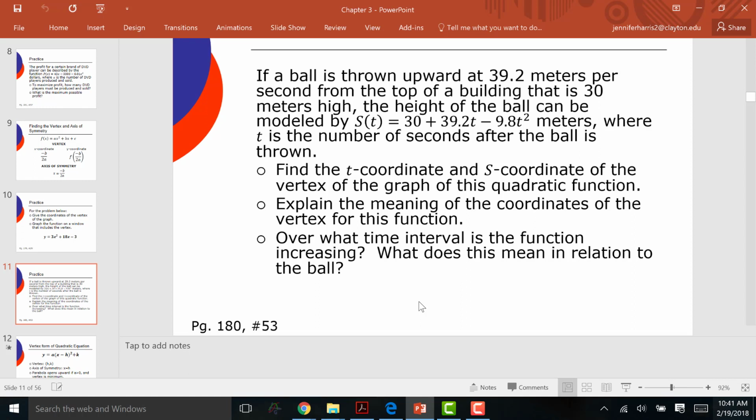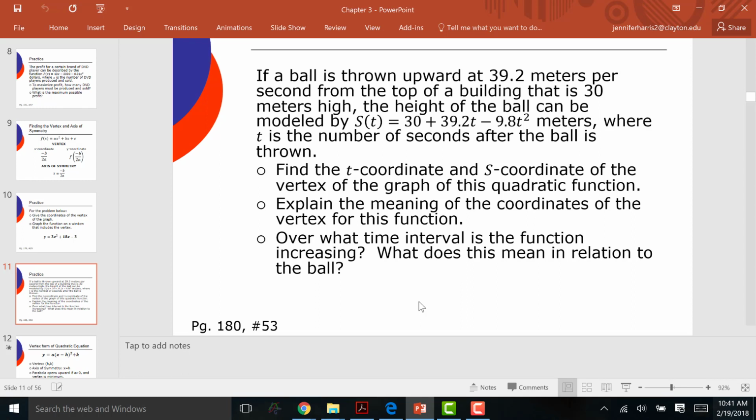Okay, at that point, the ball is going to start coming back down. So, is this considered a max or a min? It's a maximum, which means that is the what? The highest point that that ball is ever going to get to. Okay, so I'm just trying to make sure you understand the meaning. Everything you said is perfect. We just added to it.